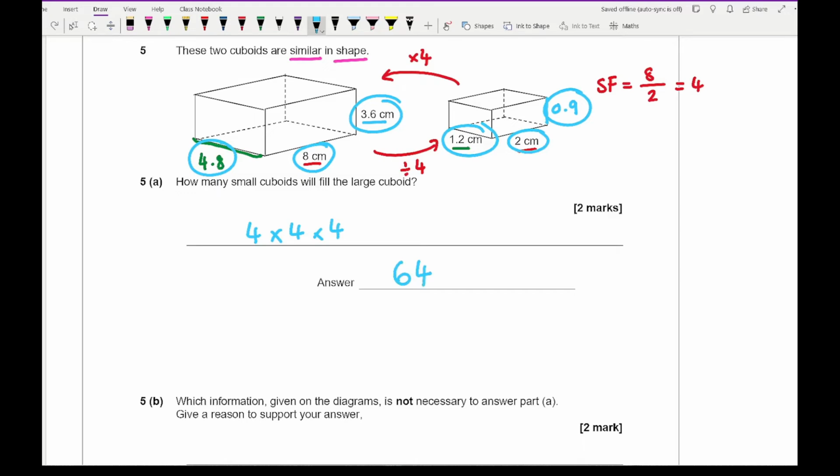And again, you could have easily done it by knowing your scale factors. So if you've ever studied similar area and volume, if the length scale factor is 4, it means that the area scale factor is going to be 4 squared, which is 16. And it therefore means that the volume scale factor is going to be 4 cubed, which is 64. And you could have got the answer going that way as well.